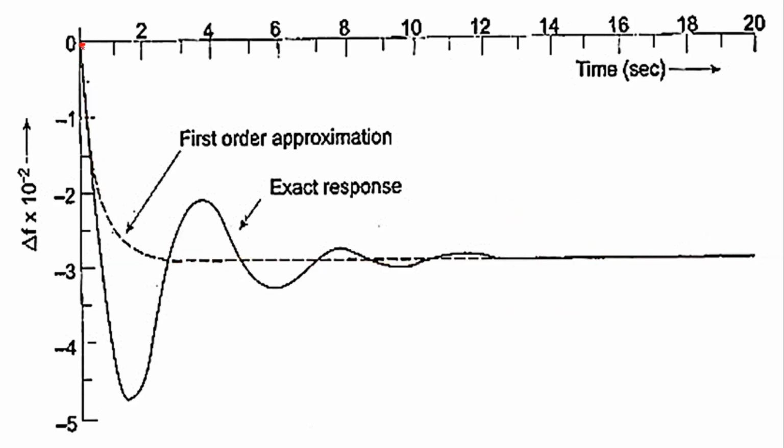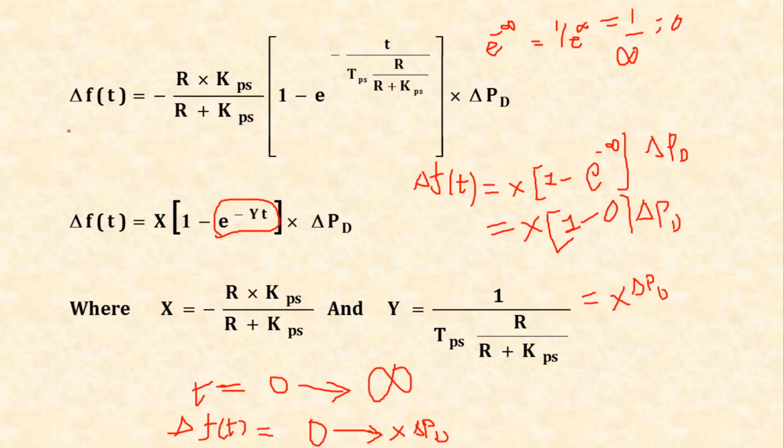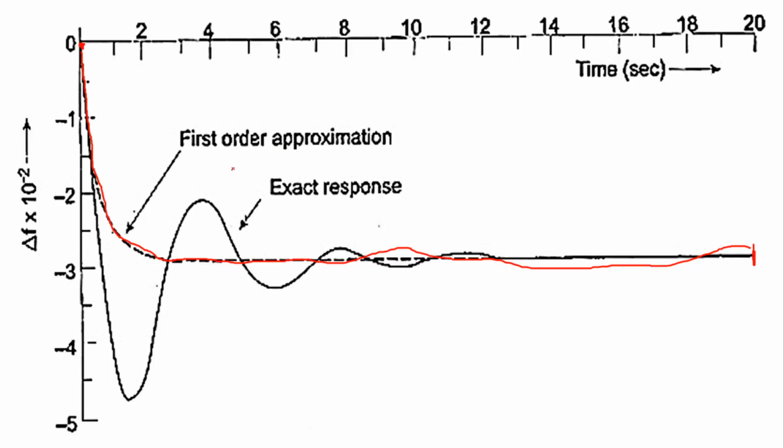So this is the point of t equal to 0, and suppose this is the point of t equal to infinite. From 0 to infinite, the value of delta f of t is increasing, but in exponential form, and after some time it becomes stable. So this is the answer, the graph of delta f of t. Now, this is the first order approximation. Clear? This is the graph of first order approximation.